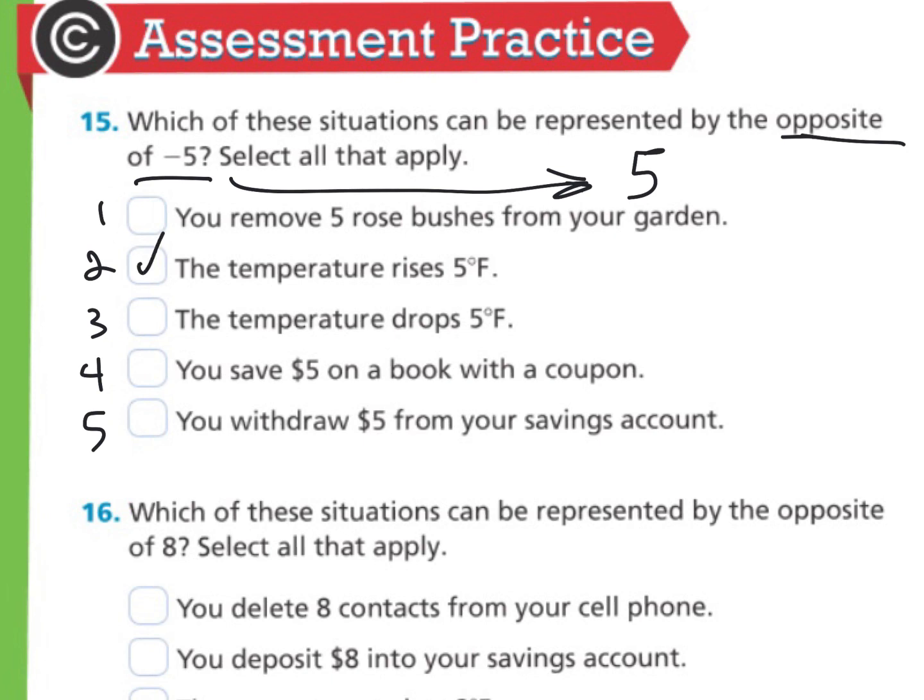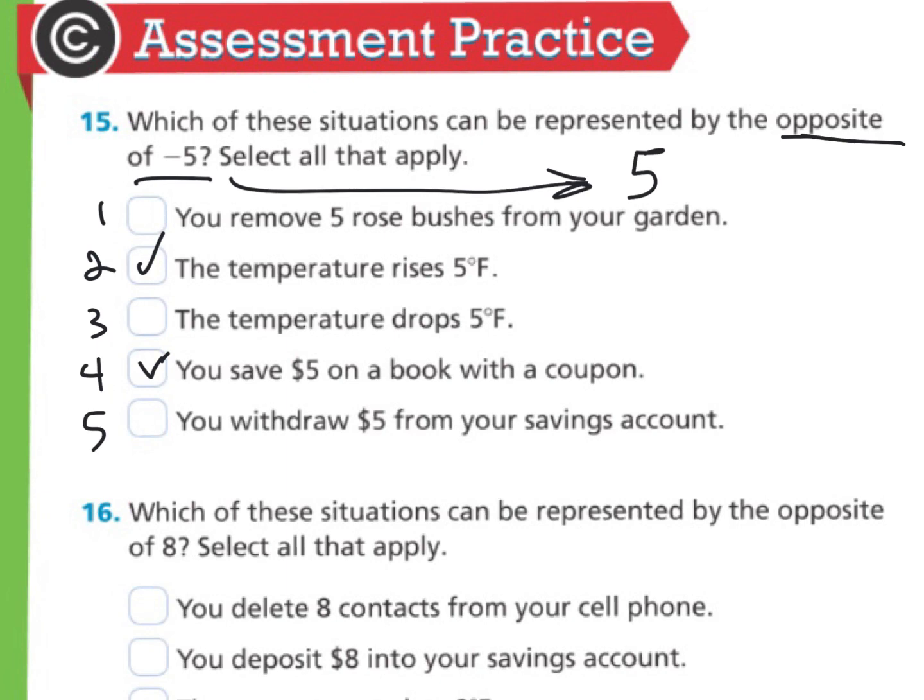Temperature drops 5 degrees Fahrenheit. That doesn't work, that would be negative 5. You save $5 on a book with a coupon. And that one, you could look at it either way. You could look at it as your savings, so that would be like negative off of the price. The book actually has it checked, but I would probably accept either way because I can see both sides of that one. You withdraw $5 from your savings account, so that would be taking money out of your account. That would be a negative 5.